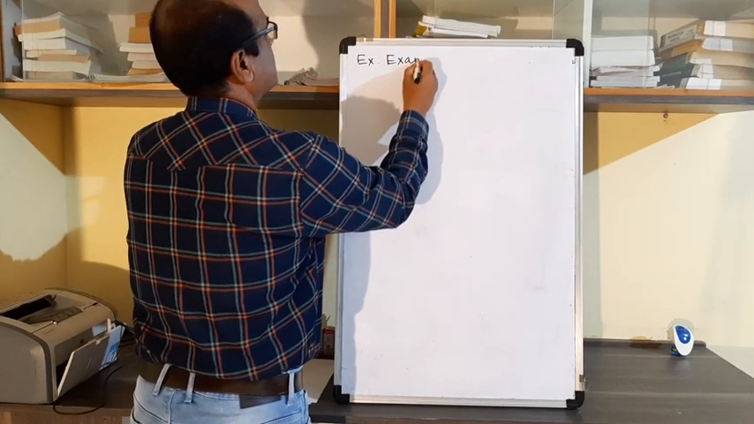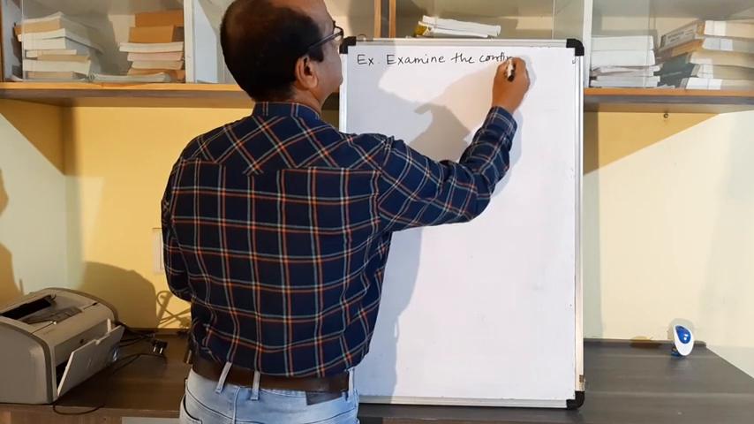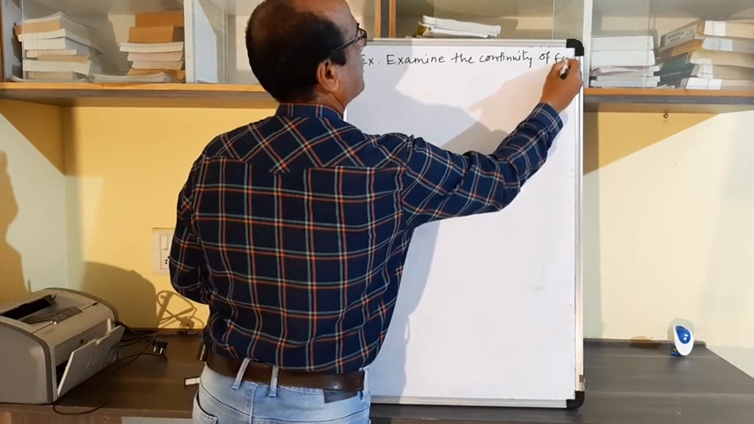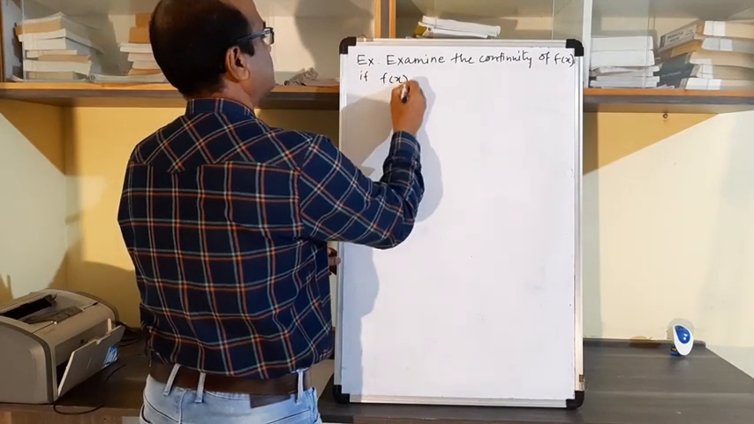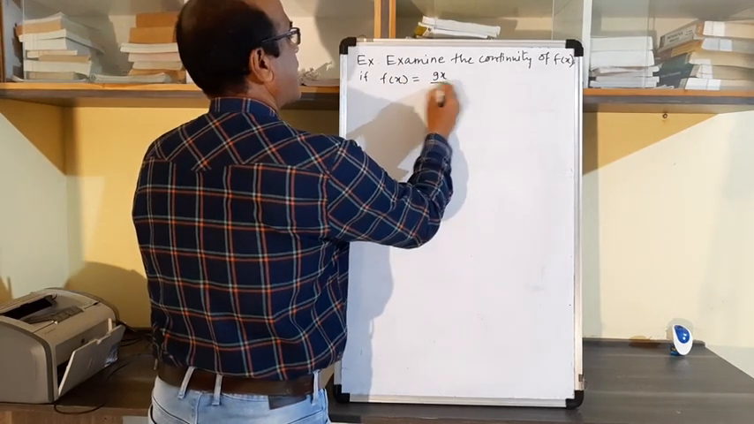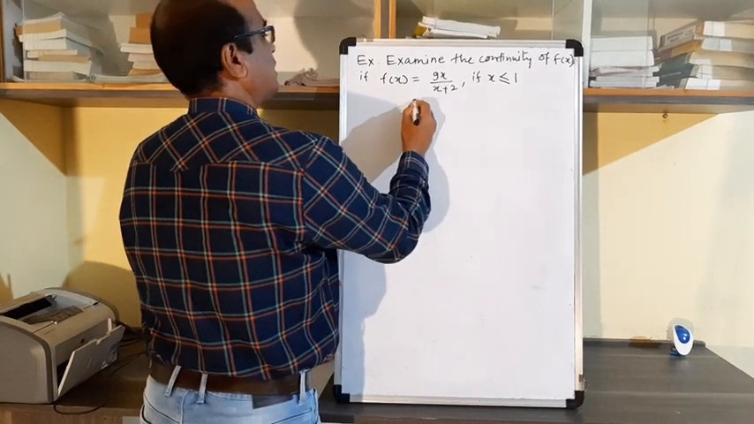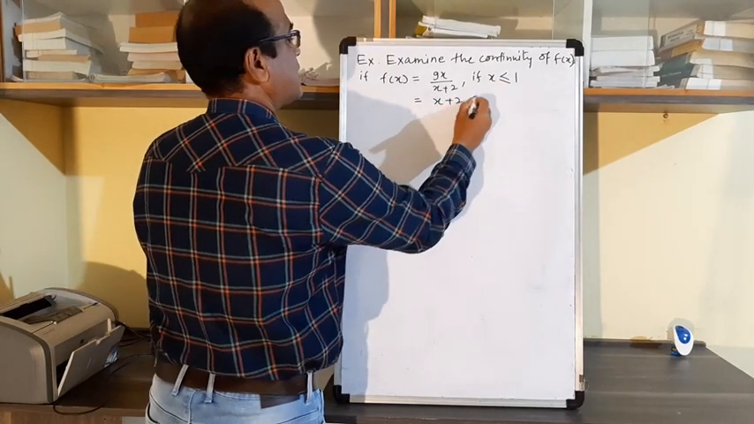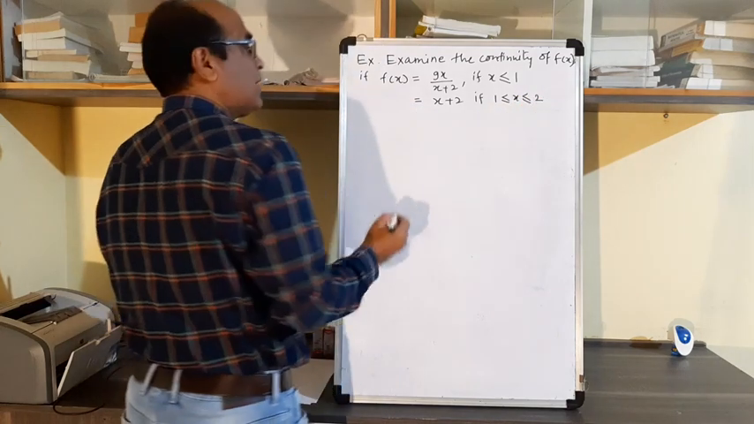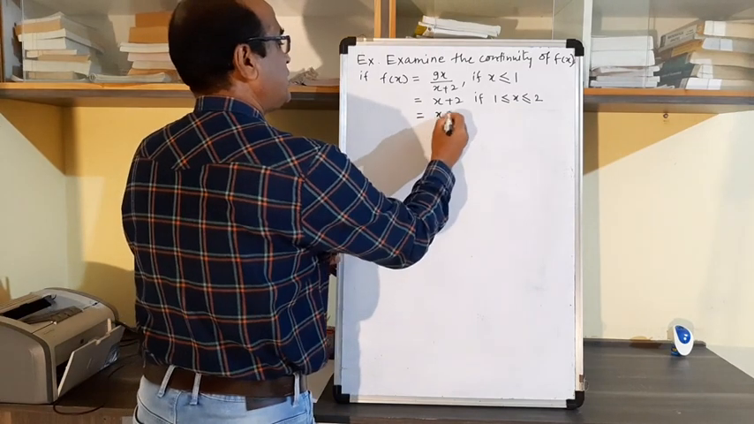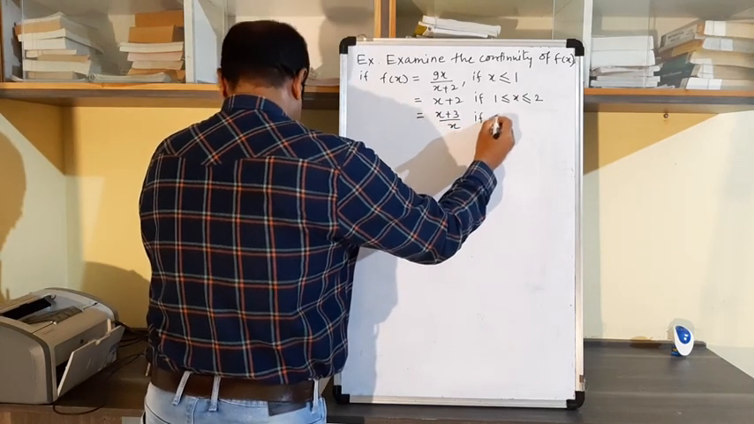Examine the continuity of f(x). The function is given here: f(x) = 9x divided by x plus 2 if x is less than or equal to 1; f(x) = x plus 2 when 1 is less than or equal to x less than or equal to 2; and f(x) = x plus 3 divided by x if x is greater than or equal to 2.